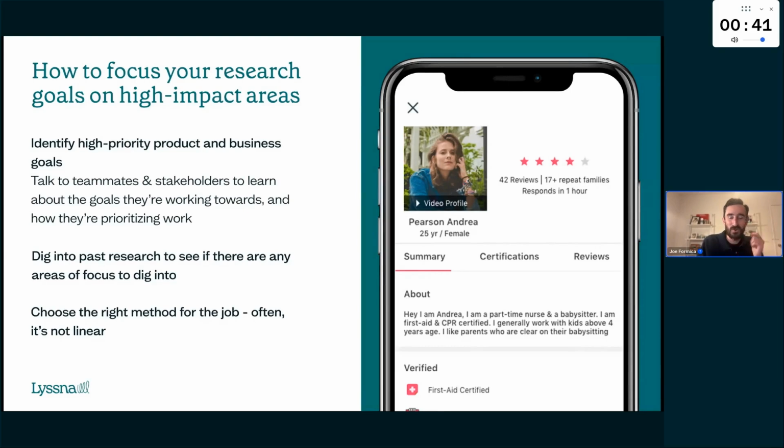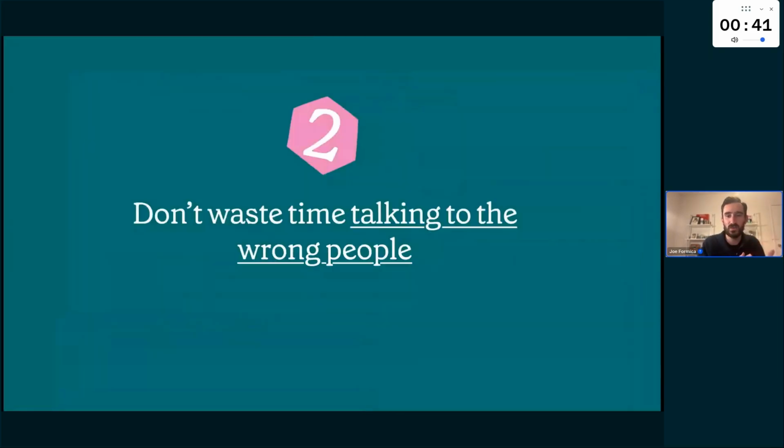All right, so let's keep it moving. The second one here, I would say, is out of the three that we're looking at, one that I see most commonly ignored in a research process, and something that can lead to an enormous amount of wasted time. If it's improved even just a little bit, this can really make a big impact on how efficient and effective your research process is. So number two here, don't waste time talking to the wrong people.